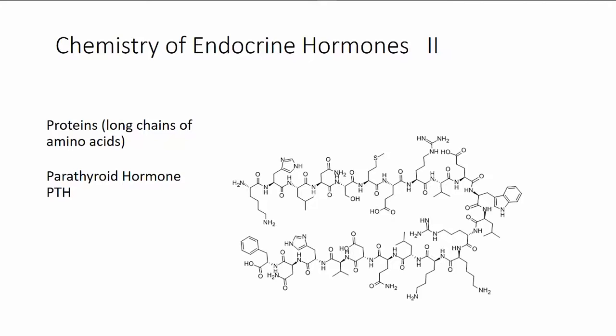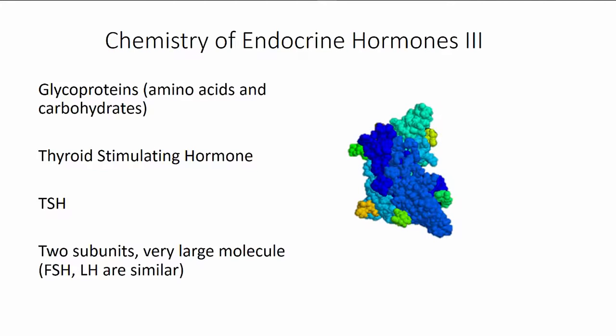Here's parathyroid hormone, a protein, a longer chain of amino acids. Parathyroid hormone is critical in the management of calcium homeostasis. Hormones can be quite large and complex molecules. Here we see a glycoprotein. This is one part of thyroid stimulating hormone, or TSH. Follicle stimulating hormone, FSH, and luteinizing hormone, LH, have similar shapes.